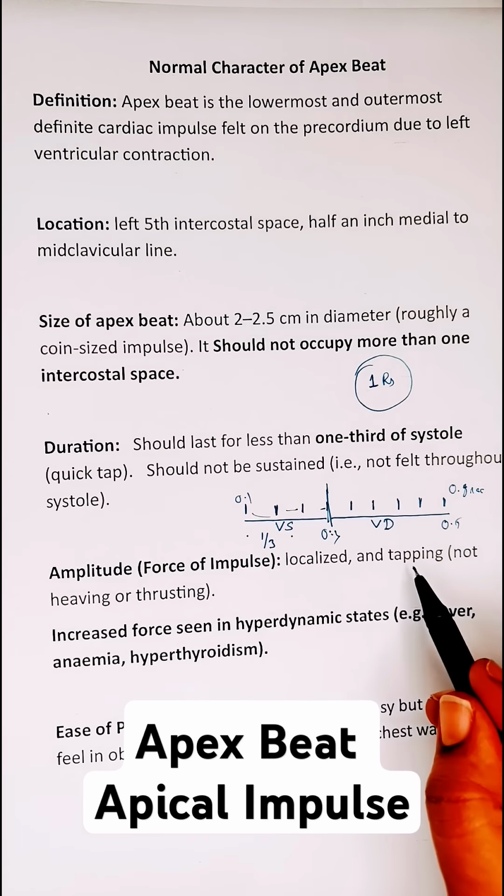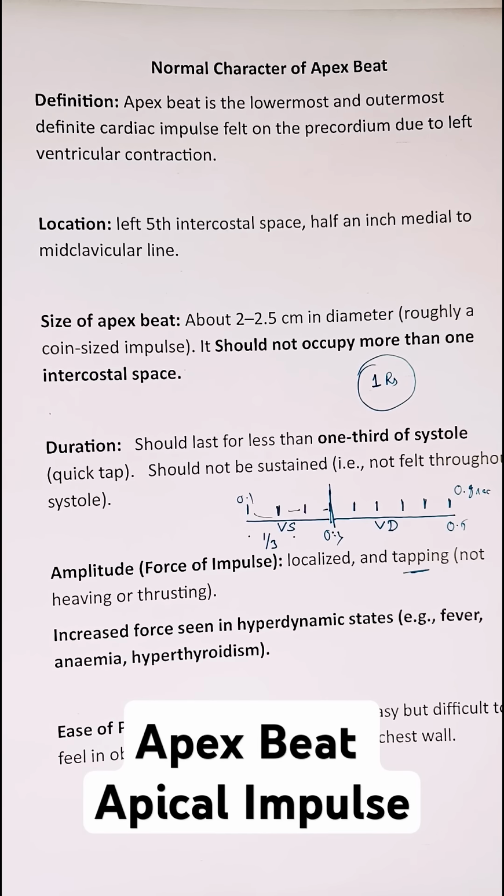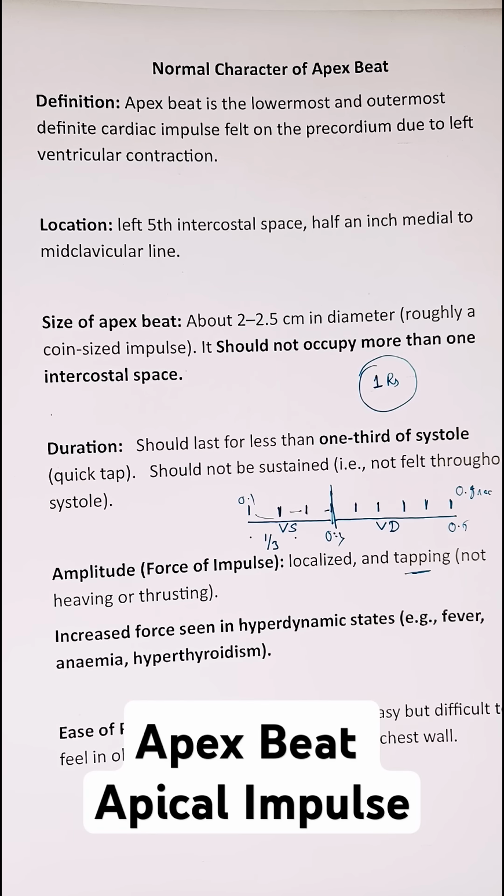And usually we get what is called a tapping variety. That is the character or the type of apex beat normally found, a tapping type of apex beat. But in case of hyperdynamic circulation, like whenever the patient has fever, or in case of anemia or hyperthyroid patients, the amplitude or force of apical impulse is increased.